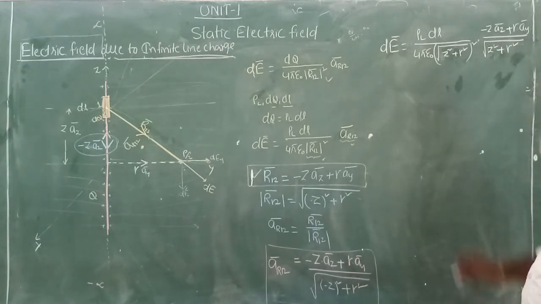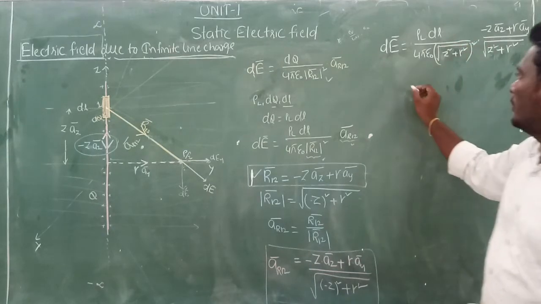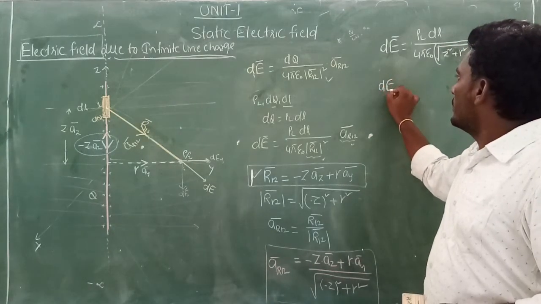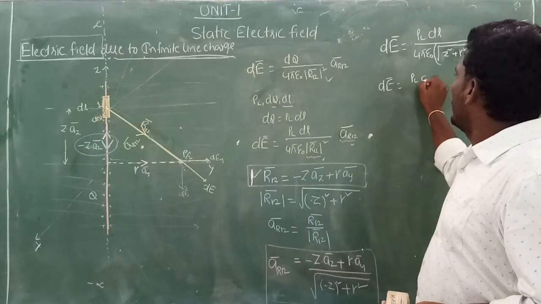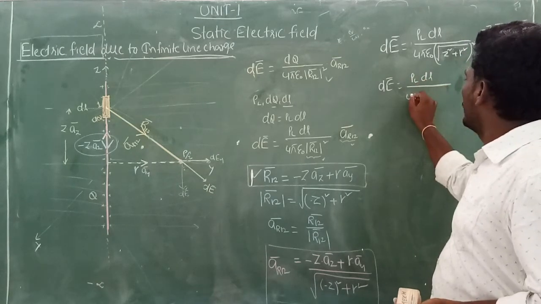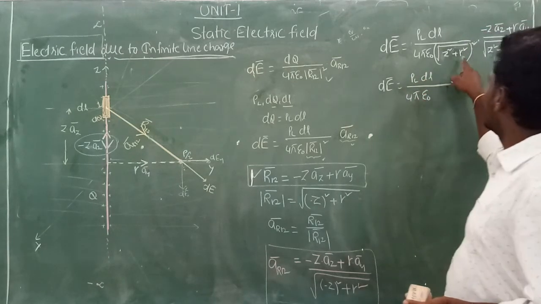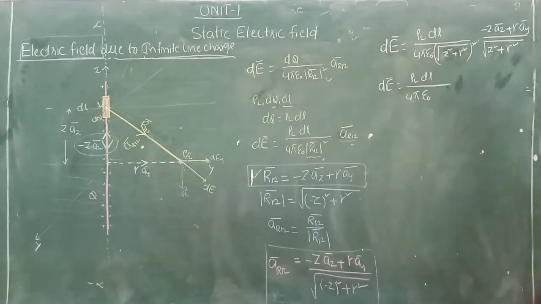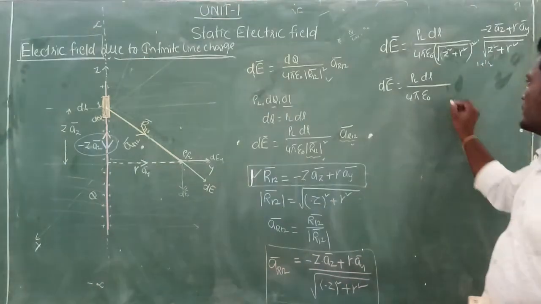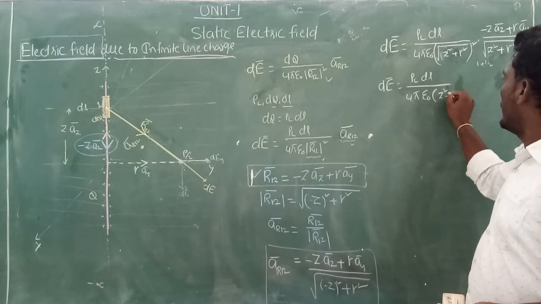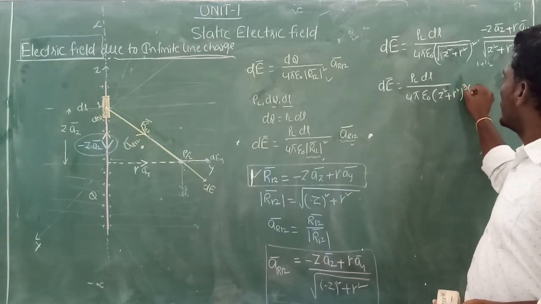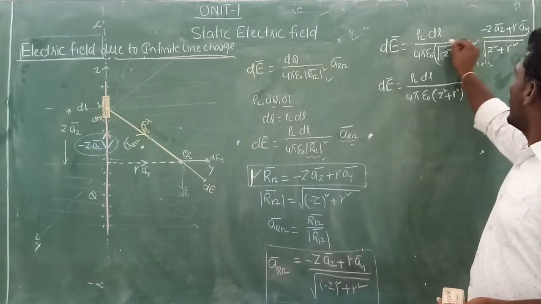Now this square and root cancel. Now dE bar equals rho L dL by 4 pi epsilon naught. See, the square and root cancel here. We have a power 1 here and the root means power 1 by 2. Now the bases are equal, so the powers should be added: 1 plus 1 by 2 becomes 3 by 2. So z square plus r square whole power 3 by 2. So this part is completed.